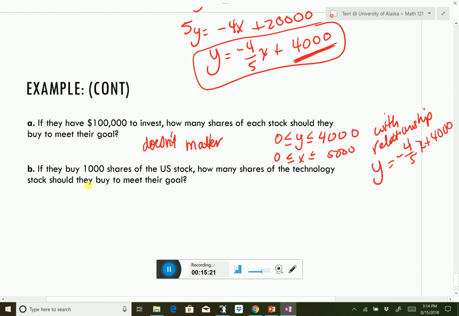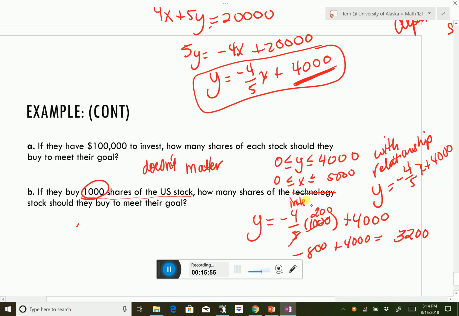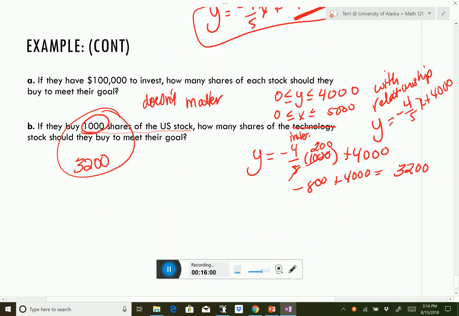So if I decide to buy 1,000 shares of US stock, how many shares of the international stock should I buy? Well, y equals -4/5 times 1,000 plus 4,000. So that's 5 into 1,000 is 200, so that's -800 plus 4,000 equals 3,200. So if I buy 1,000 shares of x, then not technology stock, that's international stock, then I should buy 3,200 of the international stock.